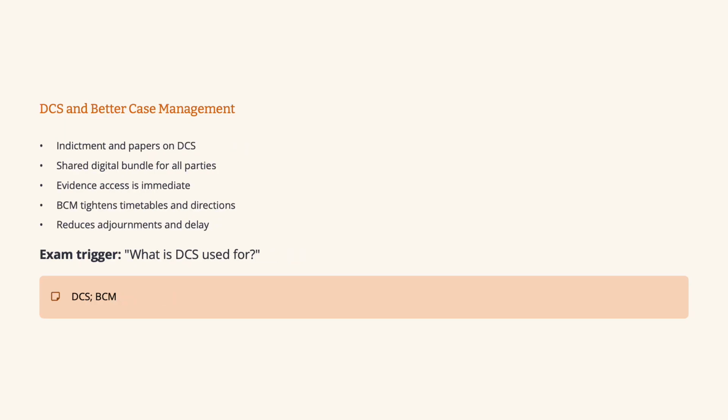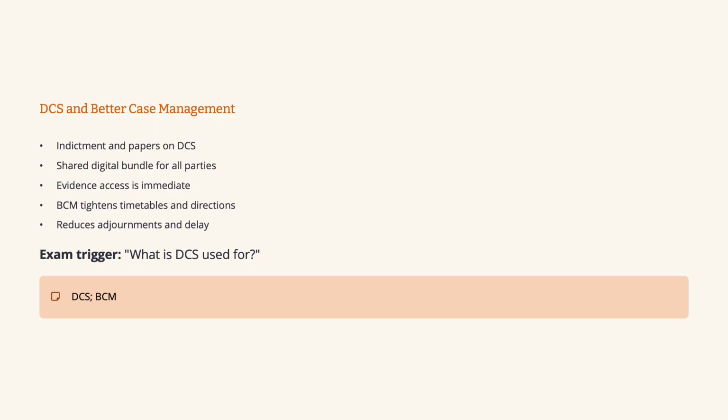Modern Crown Court practice operates through the Digital Case System, DCS, and Better Case Management, BCM. Let's understand what these systems achieve. The indictment and all case papers are uploaded to DCS. This creates a shared digital bundle accessible to all parties: prosecution, defense, and the court. Everyone works from the same material. So evidence access is immediate and simultaneous. Gone are the days of waiting for physical bundles to be copied and delivered. Digital access means efficiency and transparency.